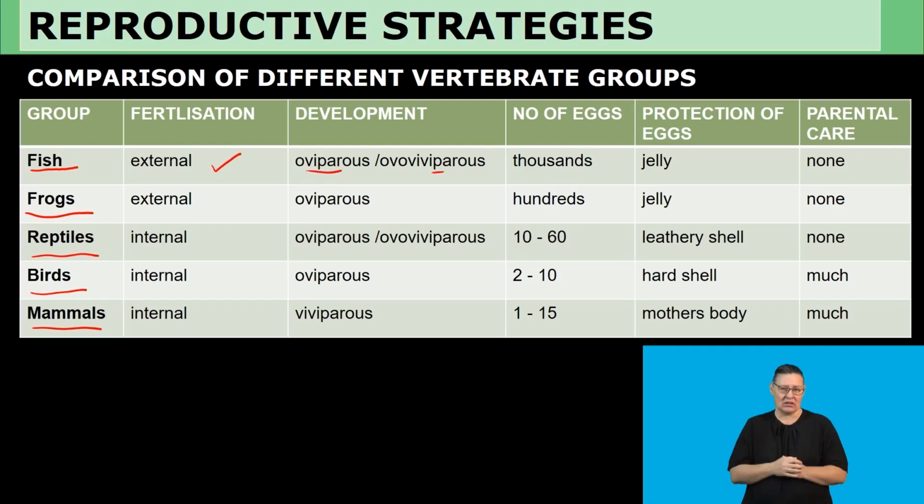And the number of eggs, thousands. And are the eggs protected? No, they are not protected. And there is no parental care. You look at frogs, again, fertilization is external, but development is only oviparous. The number of eggs produced, hundreds. And the protection of the eggs is jelly, and there is no parental care.